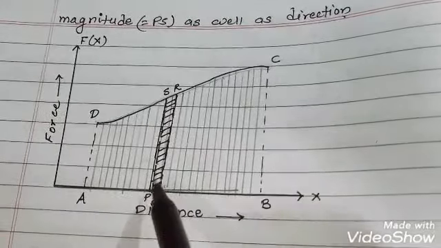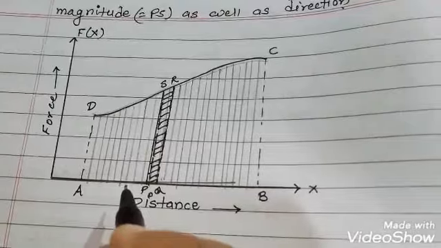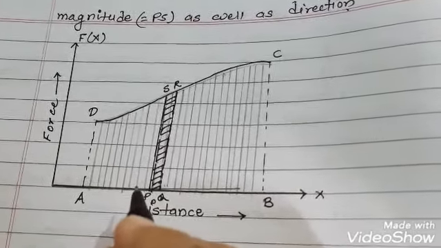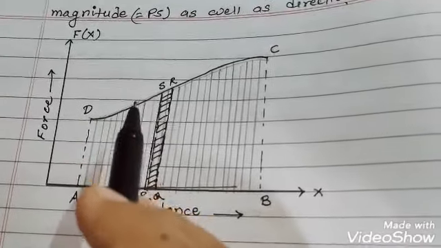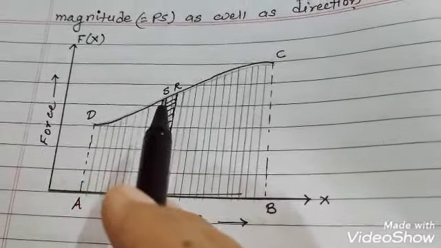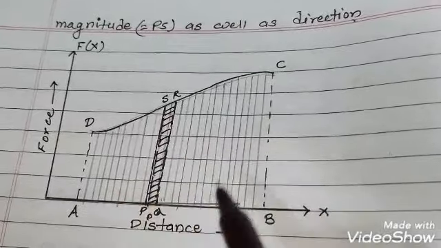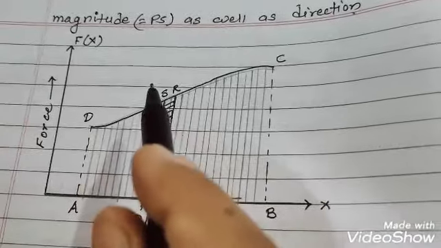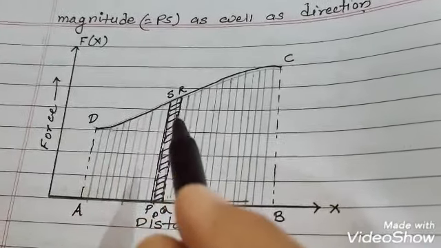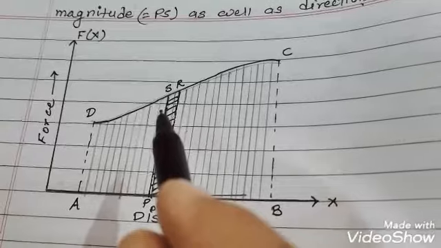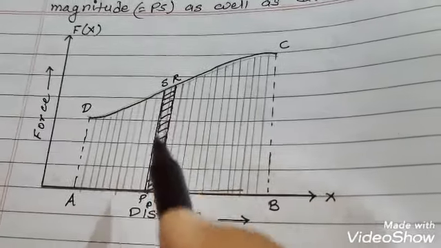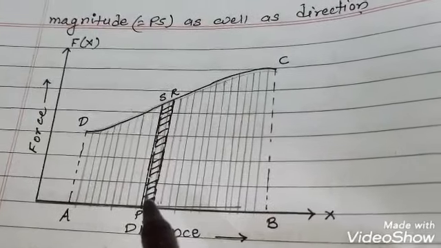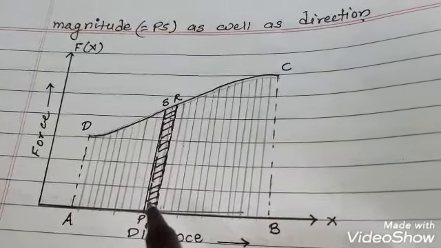So we can say that when we are displacing the object from P to Q, the force which we are applying here is considered as the constant force. Why is it considered as the constant force? Because PS and RQ, the heights of the two lines, are almost equal, so we can consider the force is constant.